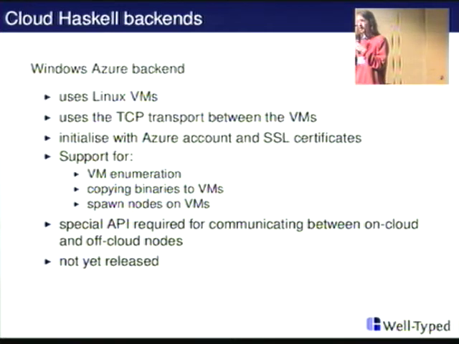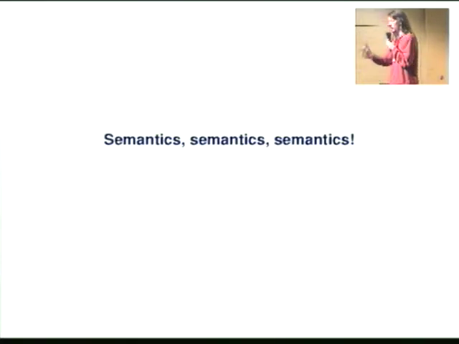Here we can use types that are specific to the situation you're in. So you initialize this backend by giving your Azure account so it can start spending money on your behalf, and your SSL certificates and all that stuff. And then that initializes your Cloud Haskell node, and you can start going. There's some additional features in that backend for enumerating VMs, starting nodes, etc. It's not yet released, but it will be soonish once we get other people to apply some patches.